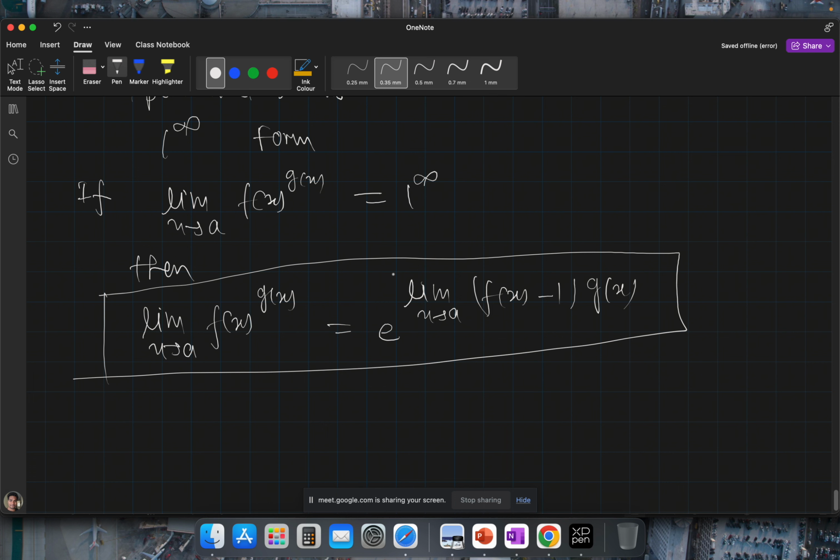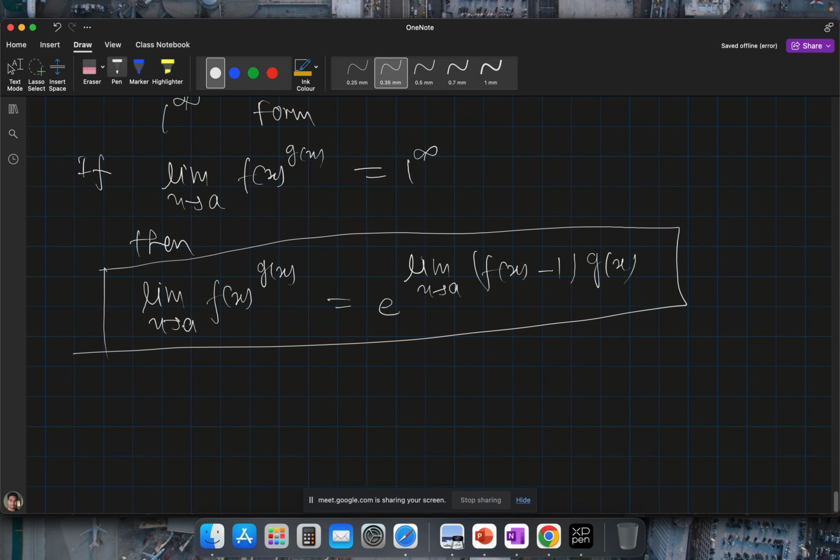GATE has asked this on the basis of this formula. GATE has asked many problems. So what I will do is, first I will substitute x as a, and if you see the form is 1 raised to the power infinity, then you can directly use the formula as e raised to the power limit x tends to a, subtract f(x) by 1 and multiply that power in the function.